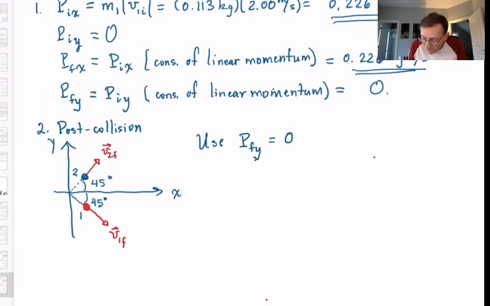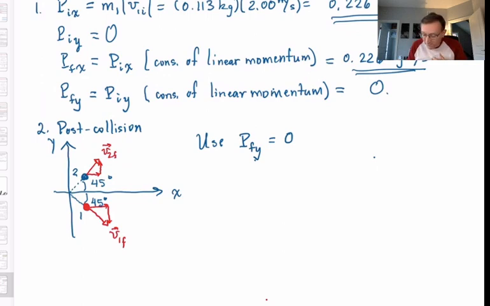Even though both particles have a y component to their velocity, I'll sketch the components of their velocities there. v2 final has a y component, and v1 final has a y component. So particle 2 has a y momentum, and particle 1 has a y momentum. But the total y momentum must equal 0. How are we going to express these y momenta for the two particles?